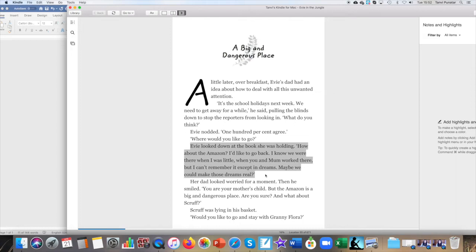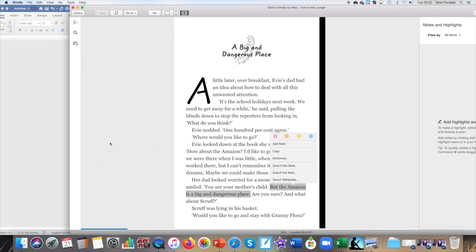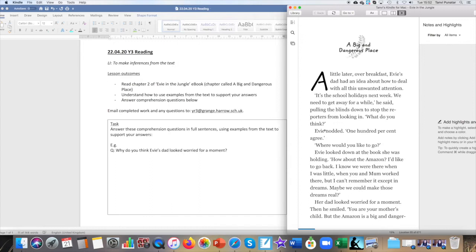Well, I know the bit before says it was talking about Evie wanting to go to the Amazon. So I know that Evie wants to go to the Amazon, and the dad thinks the Amazon is a big and dangerous place. Perhaps that connects to why he's worried. Actually, it makes me think that he's worried because he thinks the Amazon is too dangerous for Evie to go there, and maybe he's scared for her.